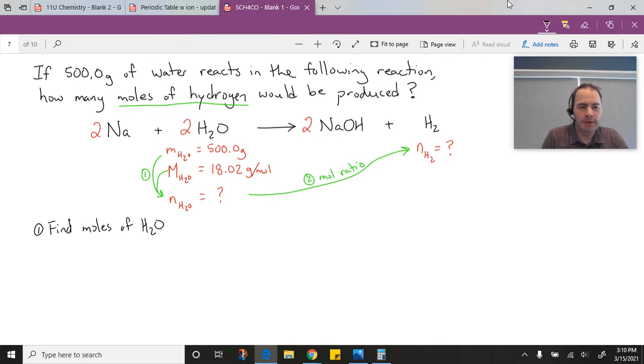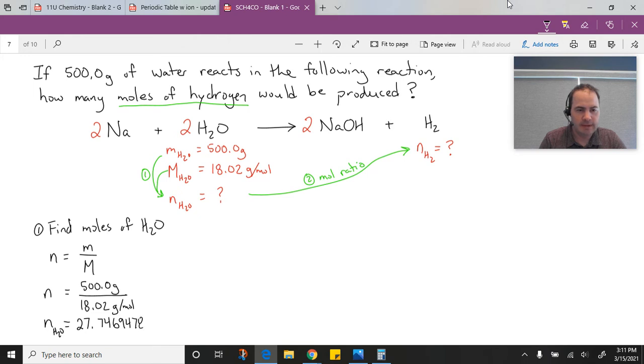Okay, so we are going to take moles is mass divided by molar mass. So I have 500 grams of water, and molar mass 18.02 grams per mole. So when we solve for the moles of water, I'm going to put a subscript H2O there so I remember what it is. I'm going to get 27.746947 moles. You'll notice I haven't rounded this yet. This is not my final answer. I don't want to round it until I get to my final answer. So I've done my first step.